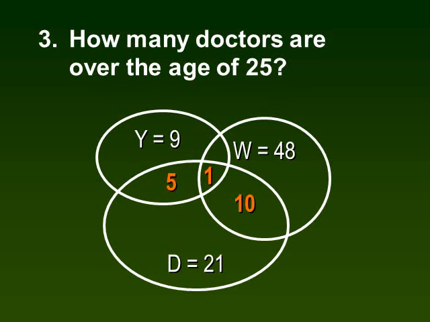So can we look at that and see how many are over 25? Okay, the answer would be 31. I know that you're going to want to say 21, but you have to remember the 10 women that are also doctors.